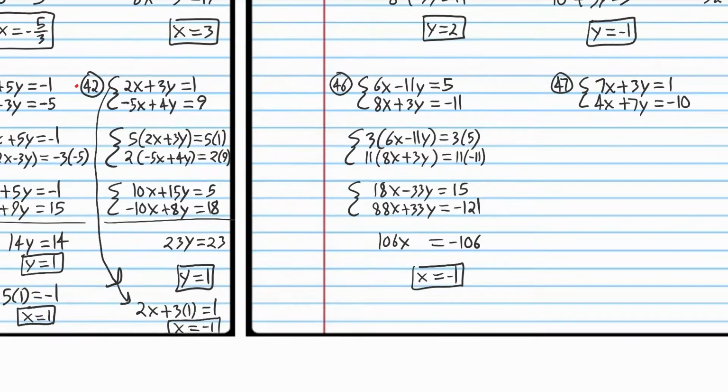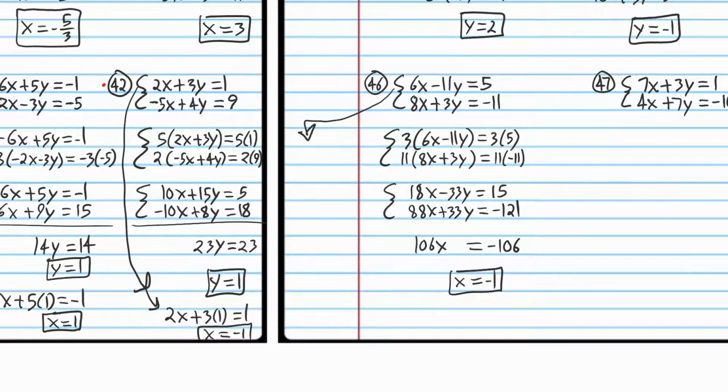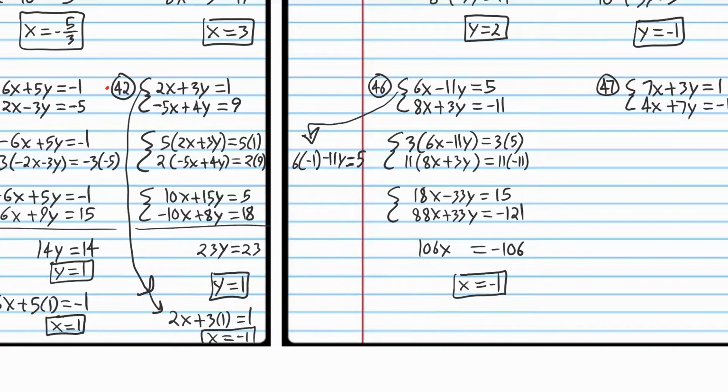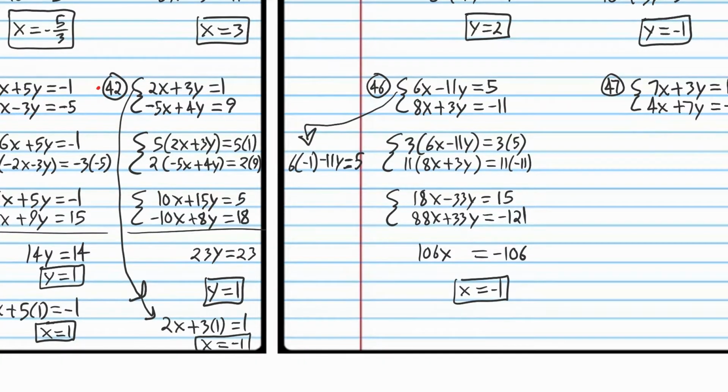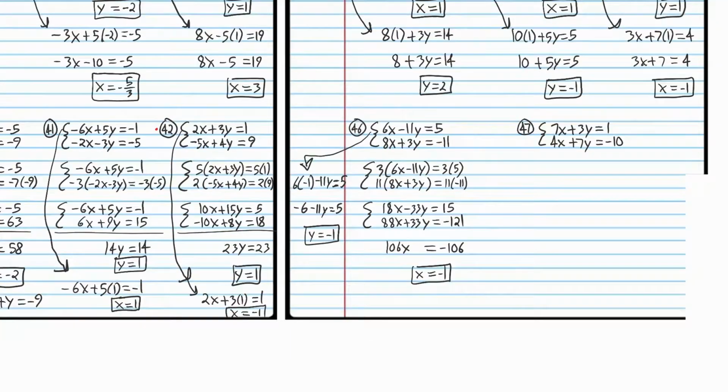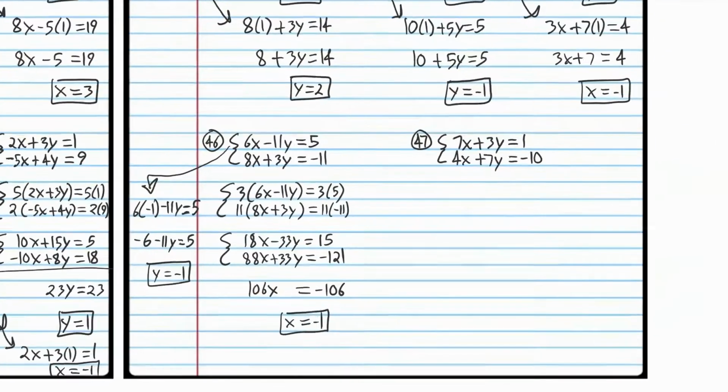We don't have much room here, so I'm going to try to do this in my head. In fact, I'm going to do it off to the side here because we just don't have a lot of room. So x is -1. y is equal to -1. So if you got those answers, good job.